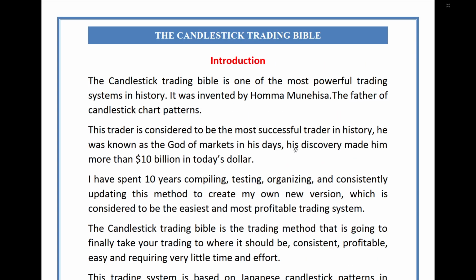So there's the introduction. The candlestick pattern is one of the most powerful trading systems in history. It was invented by Homma Munehisa, the father of candlestick chart patterns. The trader is considered to be the most successful. He was known as the god of markets in his days. His discovery made him more than 10 billion in today's dollars. Can you imagine all that profit? Now imagine you make even a small fraction of that. Let's say you make $100,000, because you can see that is really good money.